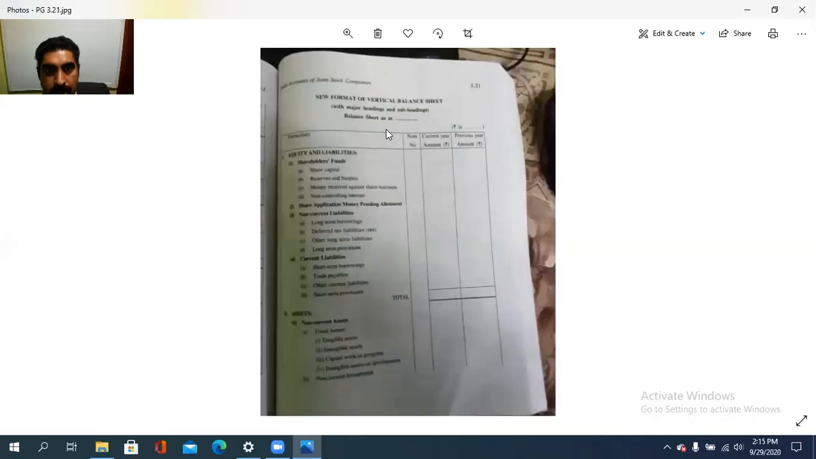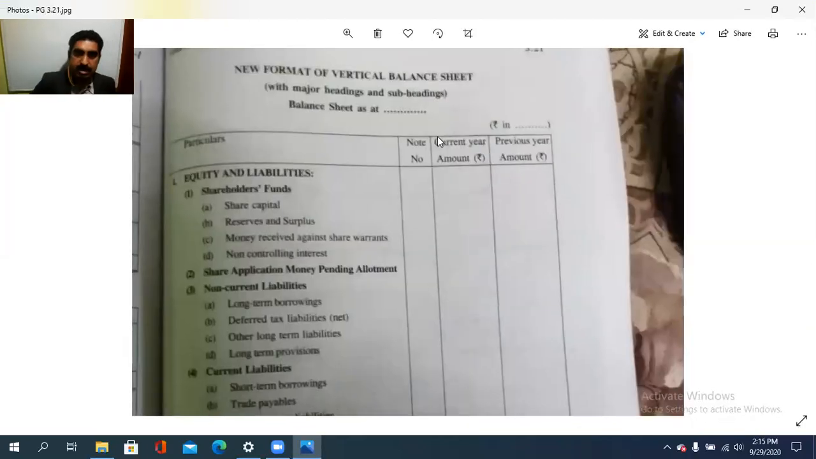So listen here. This is the new format of a vertical balance sheet where equity and liabilities are there. Under that, shareholders' funds, that is share capital, reserves and surplus, money received against share warrants, non-controlling interest, etc. That is the shareholders' funds. Then share application money pending allotment, that is the second item.